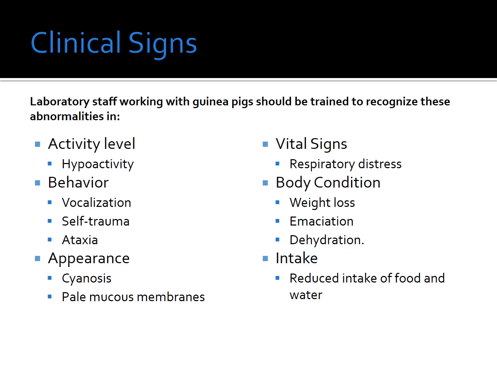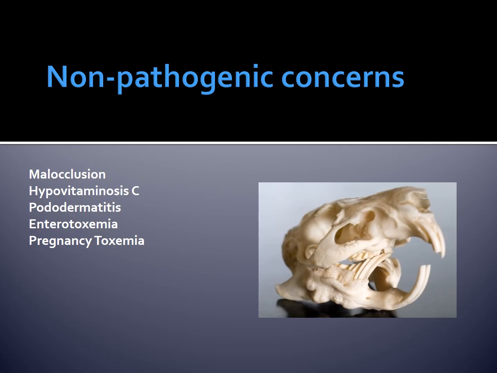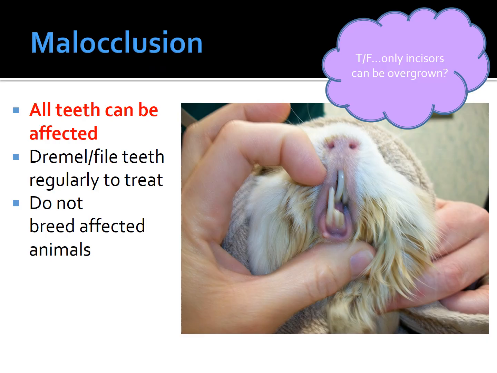And then of course, looking for cyanosis, pale mucous membranes, respiratory distress, weight loss, dehydration, having lost their body condition, and reduced intake of food and water. Malocclusion is a tricky one in guinea pigs because, again, all of their teeth, including those premolars and molars, are hypsodontic and could overgrow. So, all teeth can be affected. Again, Dremel or file the teeth regularly to treat, and do not breed these animals.